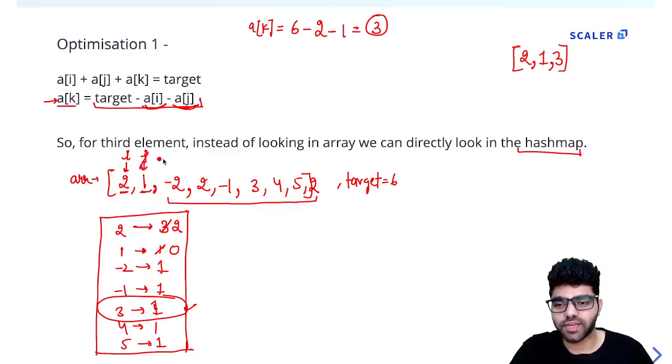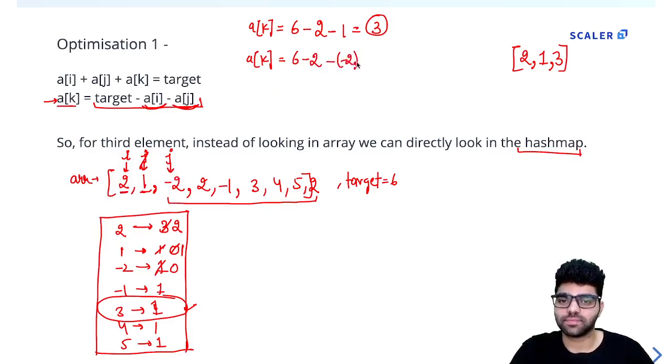Now after this, I need to increase the value of j. That means 1 is now available, so increase its frequency. Minus 2 is being used, so decrease the frequency of minus 2. Now I'm looking for the third element. The value of the third element should be target minus array of i minus array of j. So it is 6. 6 is not present in the hash map, which means we are not getting a valid triplet here. So increase your j.